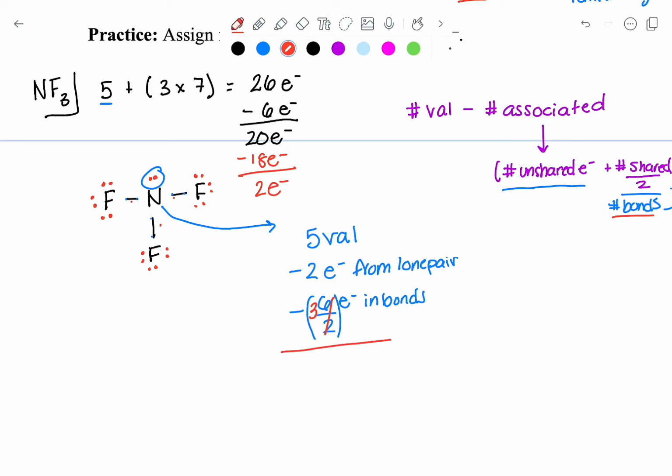So we take 5 and we subtract off our 2 electrons from lone pairs, our 3 electrons that are shared in bonds, and we get a total charge of 0 for nitrogen.